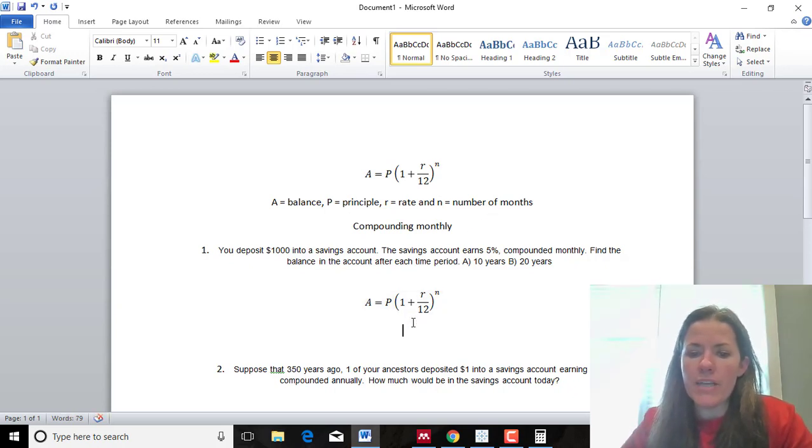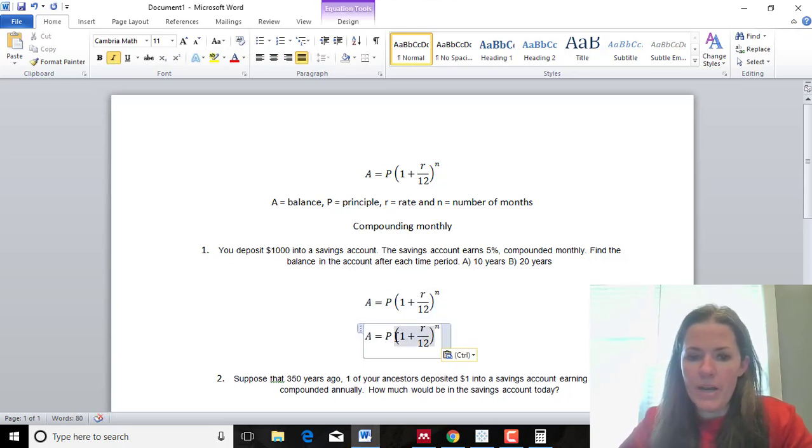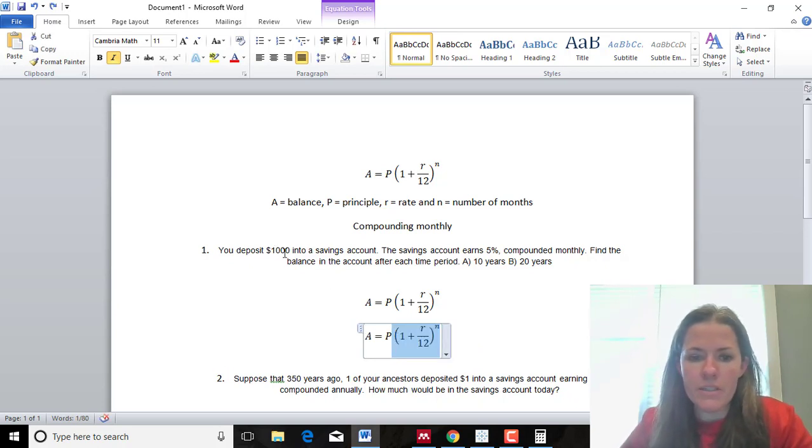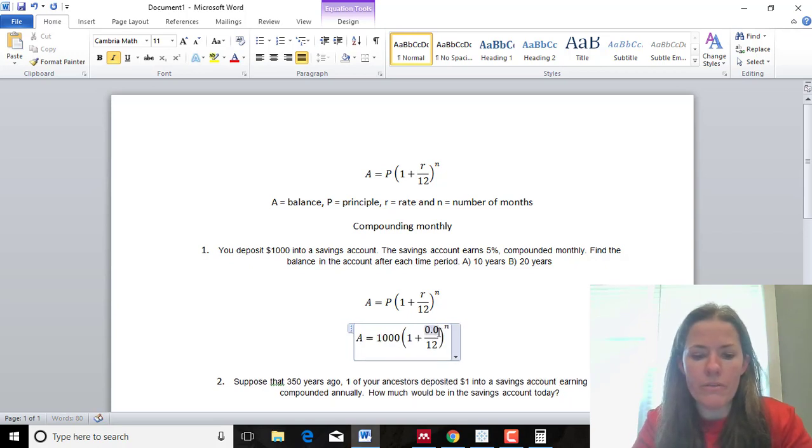The principal is how much you put into the account. So we're going to put $1,000 into this account. The rate is 5%, but remember we have to change our rate to a decimal. So 5% as a decimal is 0.05.